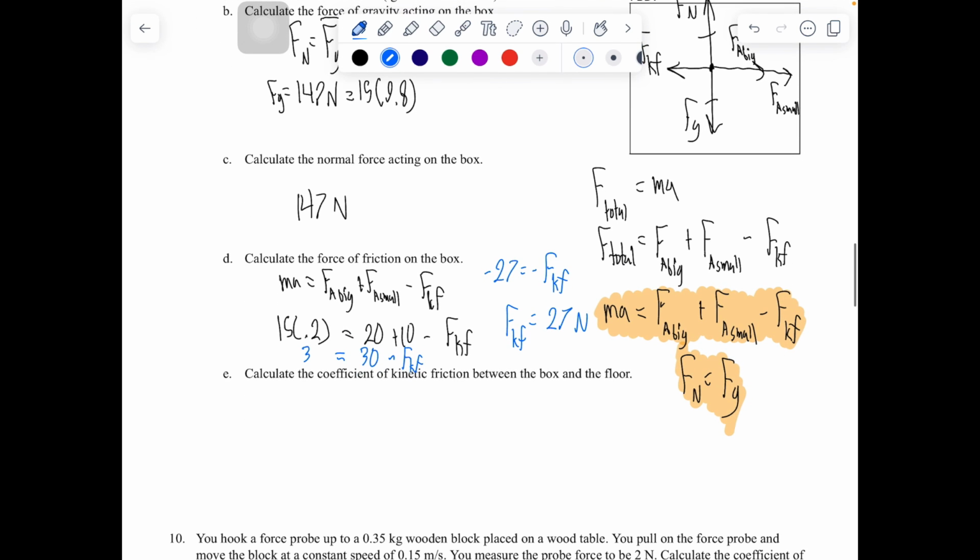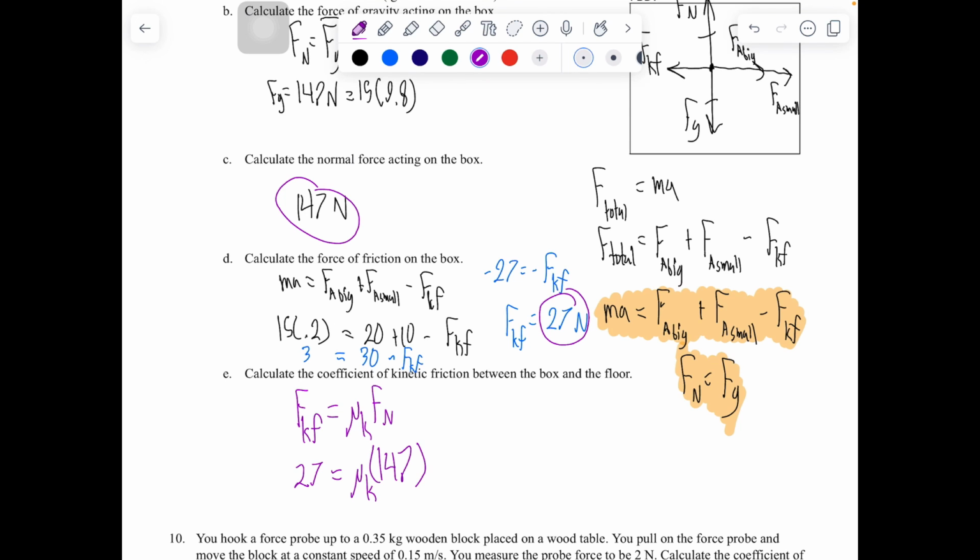Coefficient of kinetic friction. Write out your equation for kinetic friction. The force of kinetic friction is your coefficient times your normal force. Plug in what you just had, 27 newtons. Your normal force is 147.